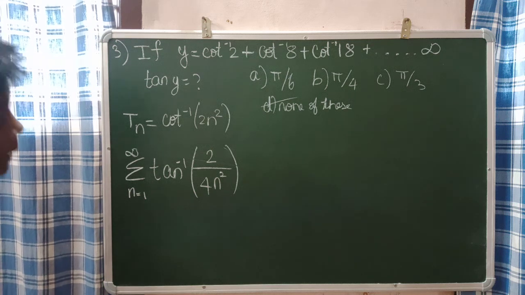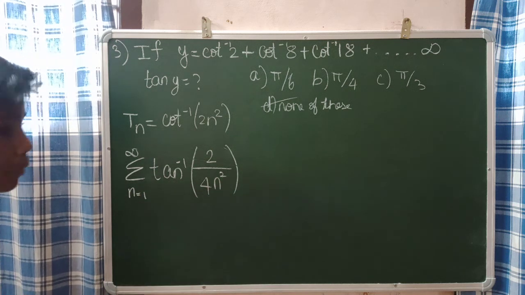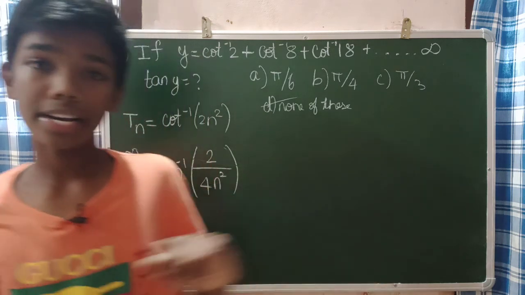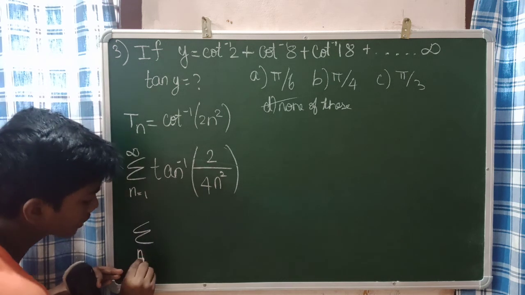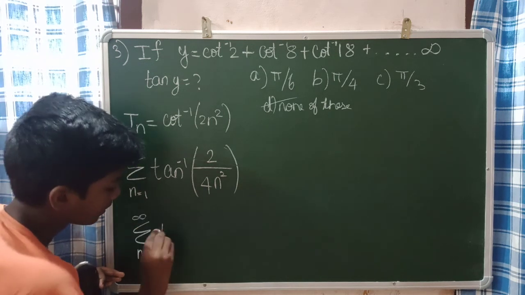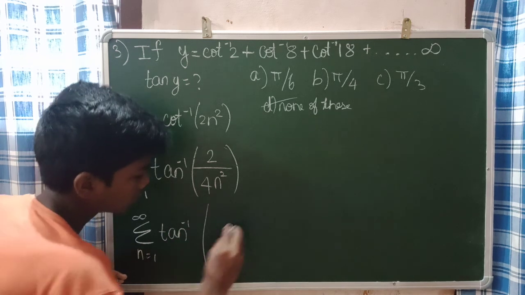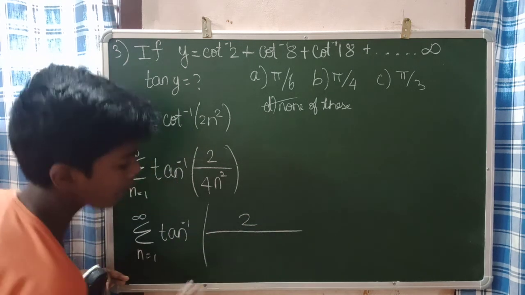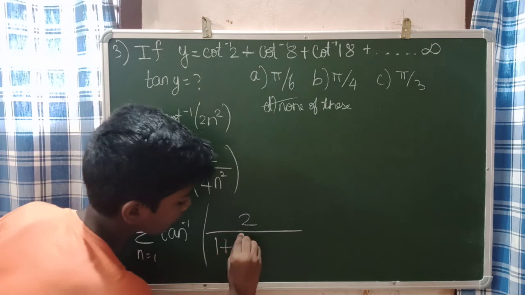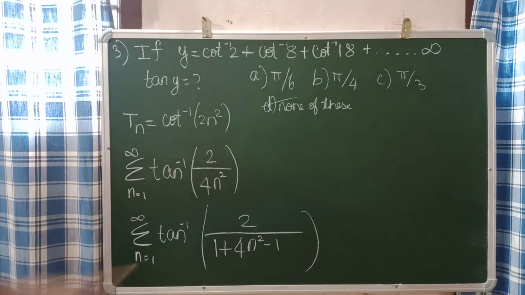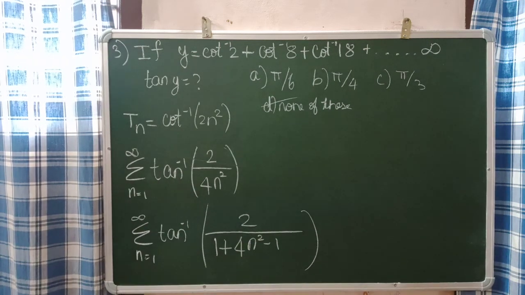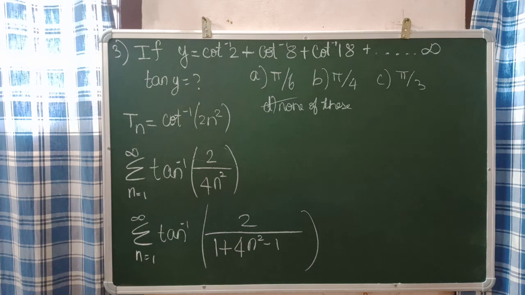After this, in the denominator, I'm going to add 1 and subtract 1. When I do like that, I will get summation of n is equal to 1 to infinity tan inverse of 2 divided by, I'm going to add 1 in the denominator and subtract 1. Anyway, you will be getting 4n square in the denominator. But this is a process. You need to do that because you will be knowing the reason at the end of the problem.